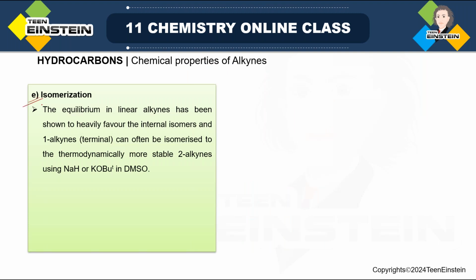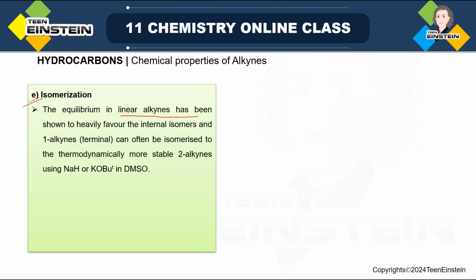So this is E. So we have already covered A, B, C, D, E. A, B, C, D, that means we have seen addition reaction. Under addition heading, there we have seen different types of addition. There is oxidation, and we have seen polymerization. Now we will discuss isomerization. So isomerization means from one isomer there will be formation of another isomer, and that is why the name is like this.